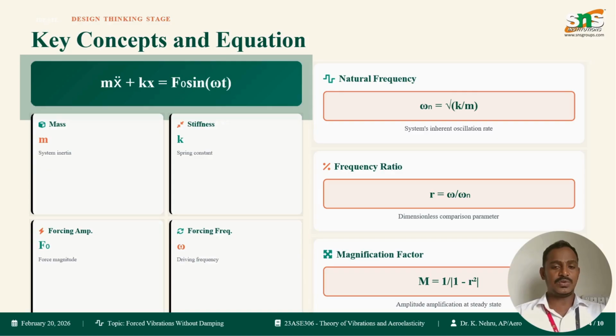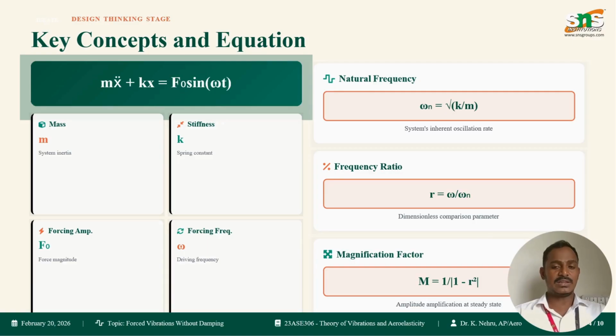Like the damping ratio, omega by omega n is less than 1, equal to 1, and greater than 1. We call it underdamped, critically damped, and overdamped. Here the frequency ratio is omega by omega n, the forcing frequency with respect to the natural frequency.